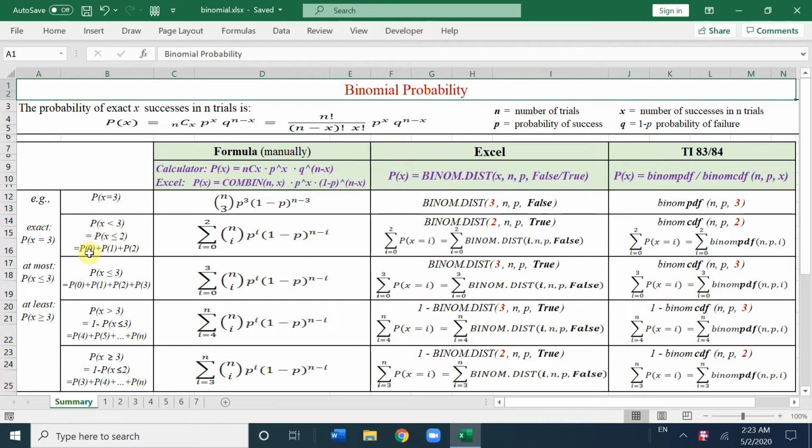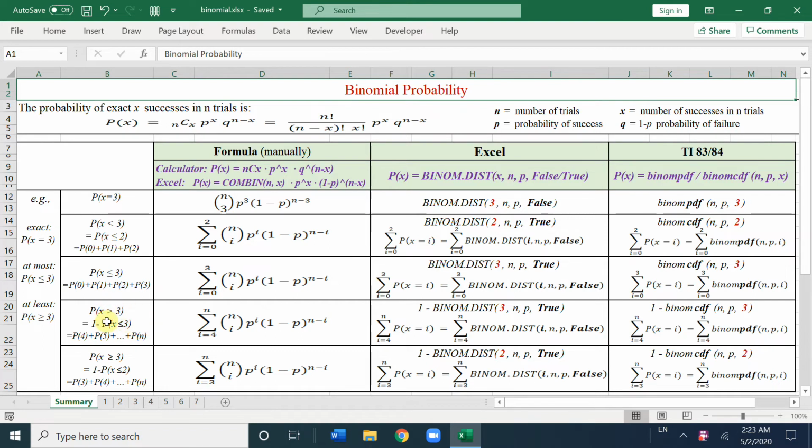I get less than 3 heads. That means I could have 0 heads, 1 head, 2 heads. So less than 3 means less than or equal to 2. Or less than or equal to 3 means 0 heads, 1 head, 2 heads, 3 heads. For greater than or equal to, because we don't do the cumulative for the future, we only do from the beginning to now.